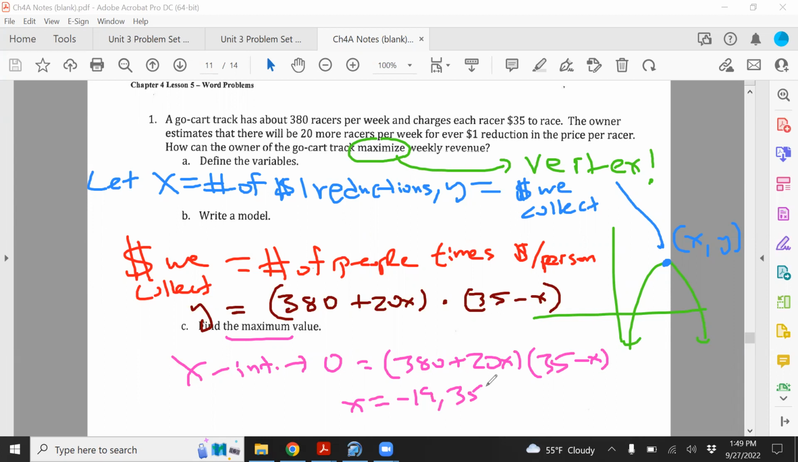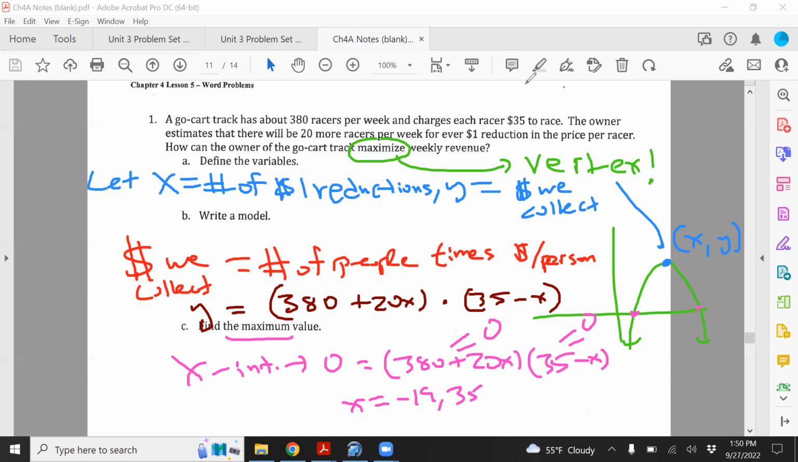When you want an x-intercept, y has to be 0. When you want an x-intercept, you want y to be 0, and then you solve for x, exactly. So when y is 0, that means that this has to equal 0, or this has to equal 0. Right? That's going to tell me my x-intercepts here.